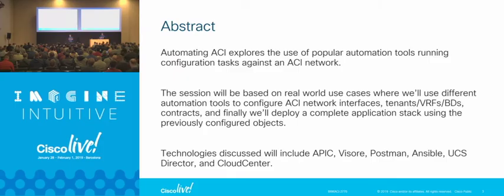Okay, so hopefully you all know why you're here. We're going to look at real use cases today. We're going to use Postman, UCS Director, Cloud Center, and Ansible, all different ways to configure the network. Some of the use cases are from customers as well. In fact, 1, 2, 3 of the use cases are from customers that we've done, so they are real world. They won't match everything that you'll possibly want to do, but hopefully they'll give you somewhere to go from, like a starting point.